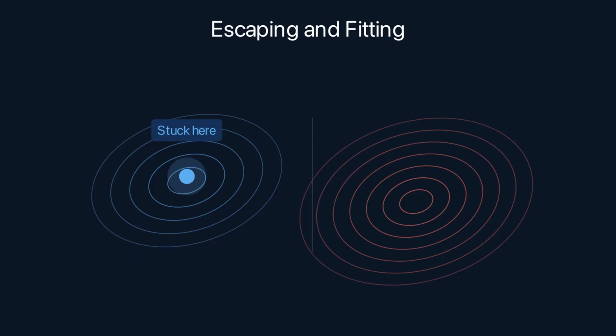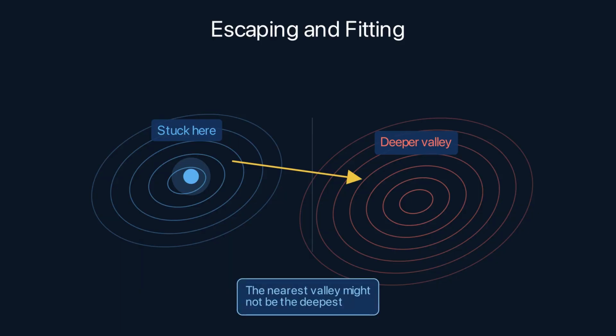Gradient descent finds the nearest valley. The nearest valley might be a shallow ditch, the real valley is on the other side of a ridge. Part 2 is about escaping ditches and fitting complex models.